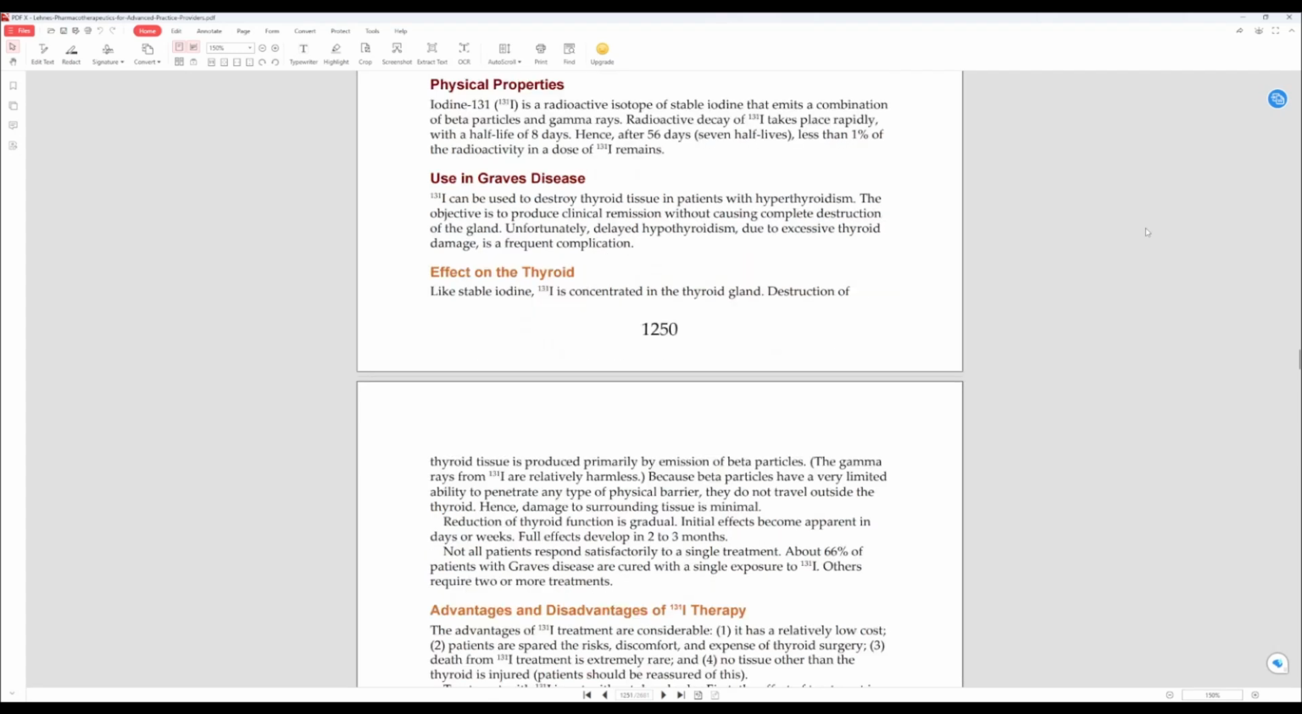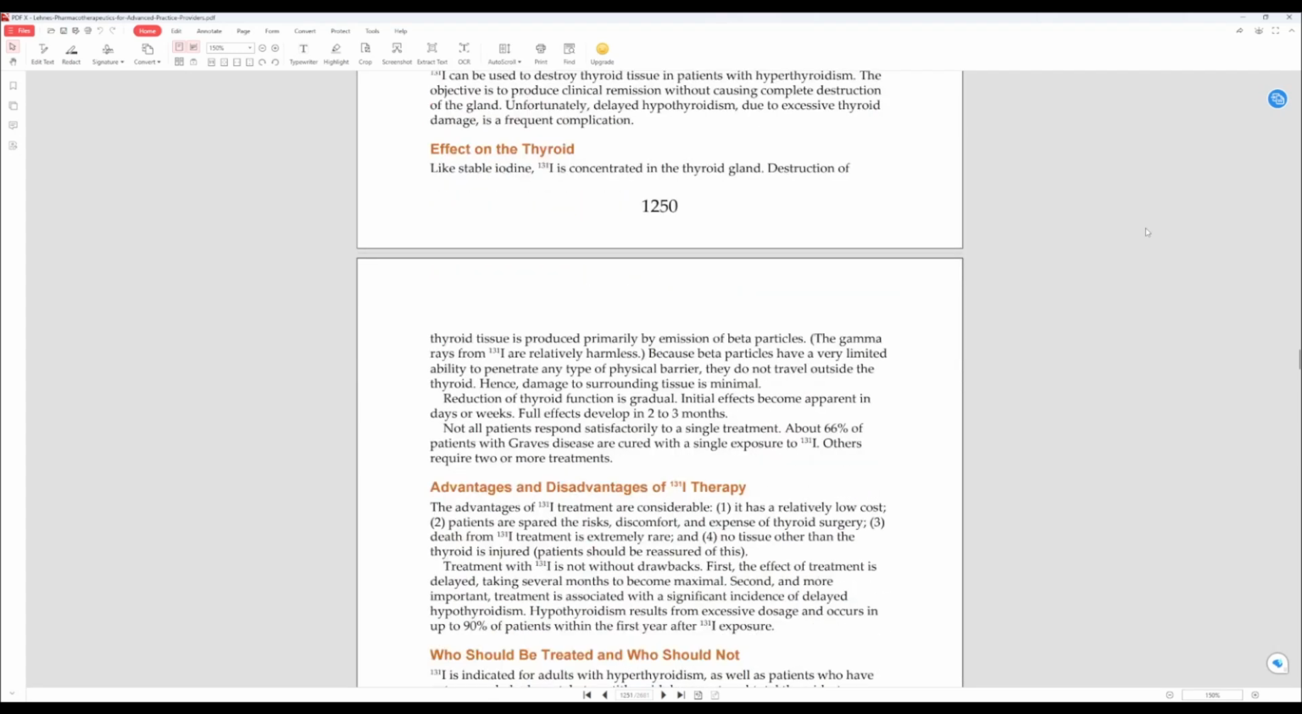Its effect on the thyroid: like stable iodine, iodine-131 is concentrated in the thyroid gland. Destruction of the thyroid tissue is produced primarily by emission of beta particles. The gamma rays from iodine-131 are relatively harmless. Because beta particles have a very limited ability to penetrate any type of physical barrier, they do not travel outside the thyroid. Therefore, damage to the surrounding tissue is usually very minimal.